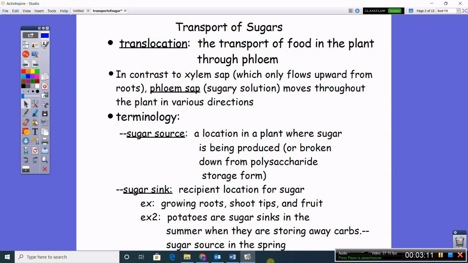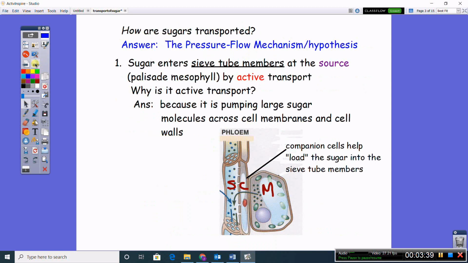An interesting note with the second example there with potatoes. Potatoes are going to be sugar sinks in the summer when they're storing away carbs, but they're a sugar source in the spring. It's a place where the plant can draw some sugars from. So potatoes can be sugar sinks or sugar sources, depending on what time of year we're talking about. And if I ever go too fast, just pause my video.